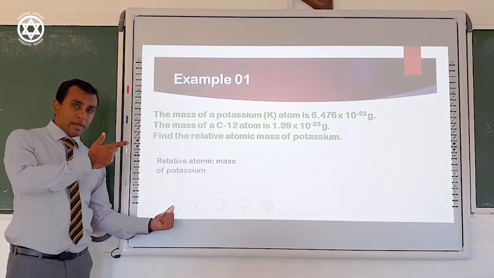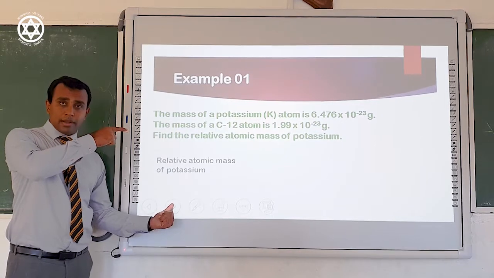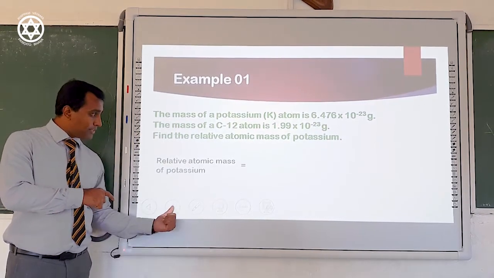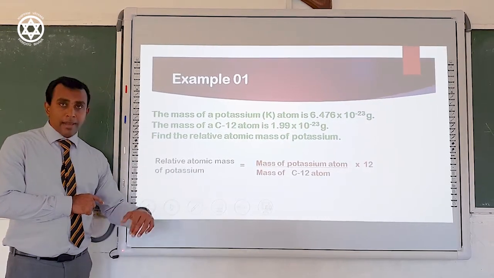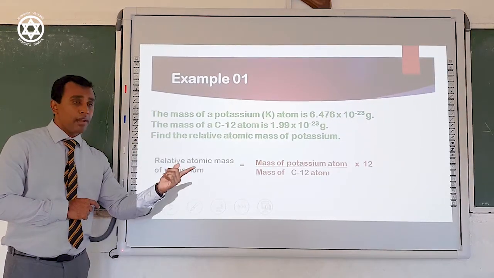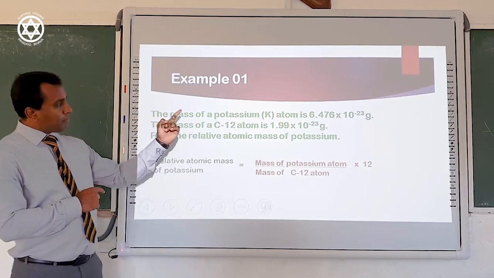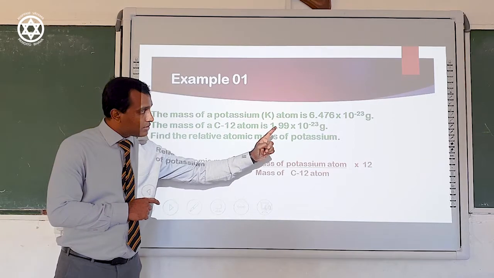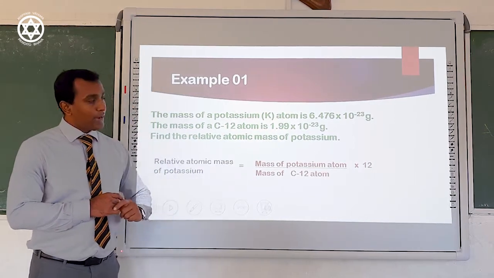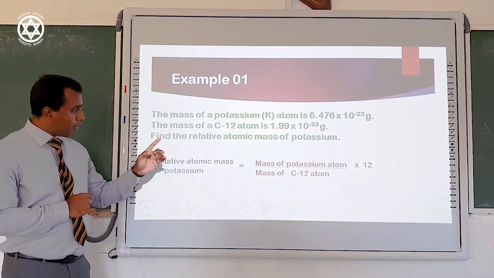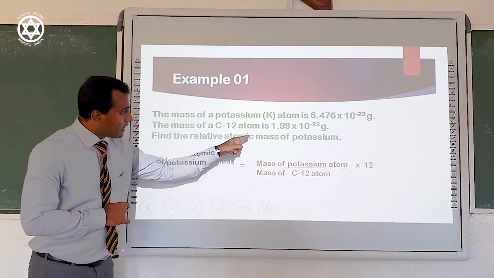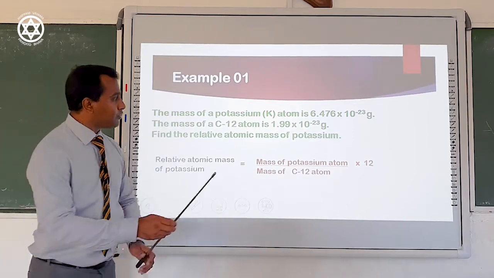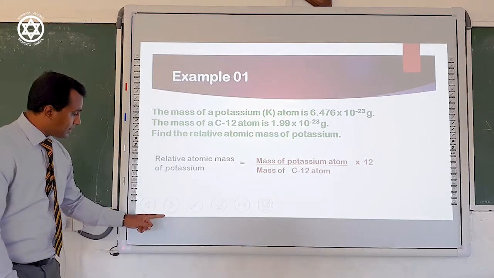The numerator must be the mass of a potassium atom, since the potassium atom is given, divided by the mass of a C12 atom × 12. Here, the mass of a potassium atom is given as 6.476 × 10^-23 gram. The mass of C12 is given here as 1.99 × 10^-23 gram. Right? Then let's see next.